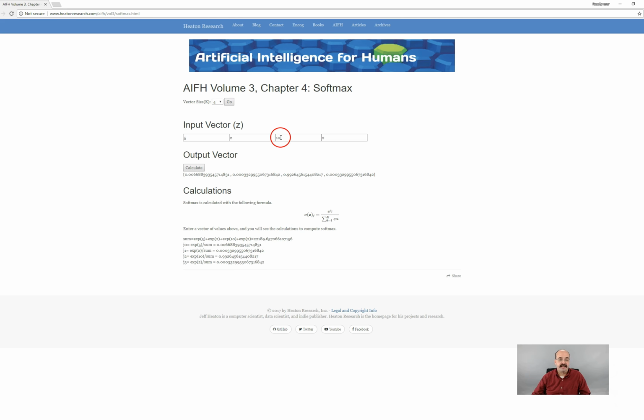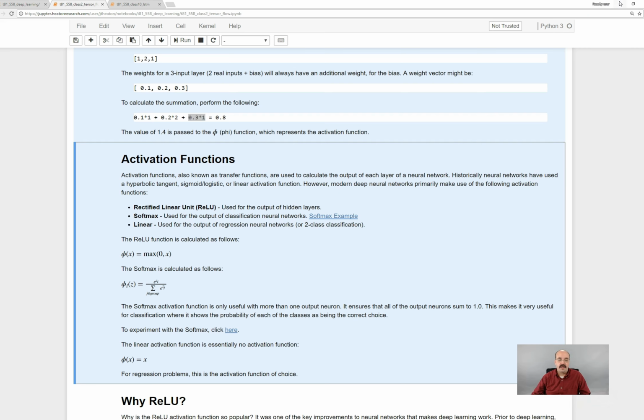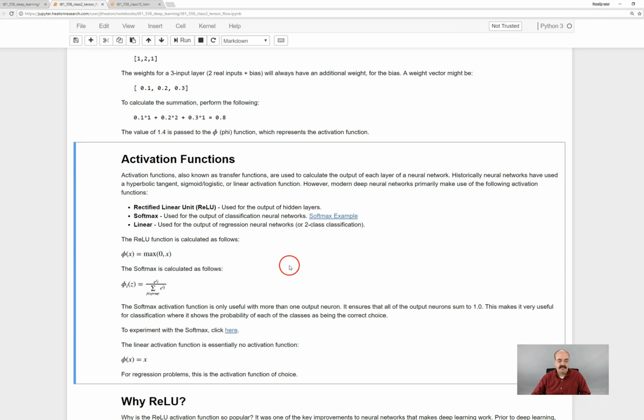You can see that in this case, this 10 is so large that the probability for the third input, which is index 2, because it starts at 0, is 0.99. And these others are pretty unlikely. So this basically takes the output from the neural network, which will rarely add up to 1, and crunches it into probabilities. You always use softmax, or at least you usually do, with the output of a classification neural network. And that's just showing you how you do the calculation for that.